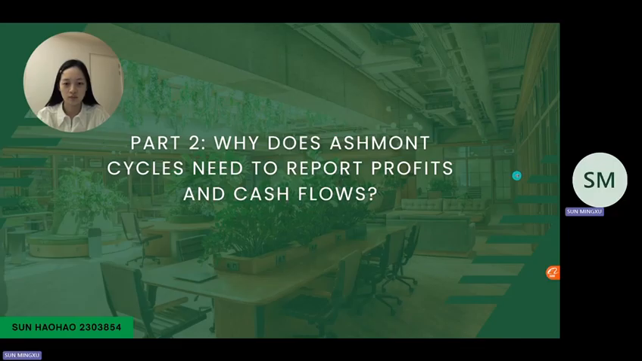Next is part 2. Why does Ashmont Cycles need to report profits and cash flows to stakeholders? I will discuss this question from the following aspects.